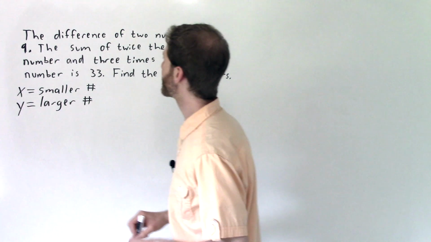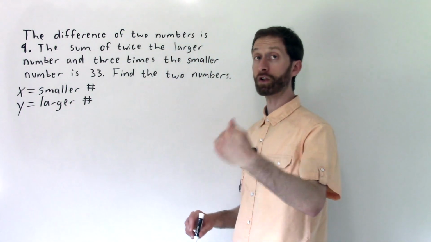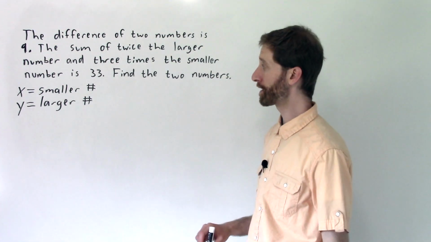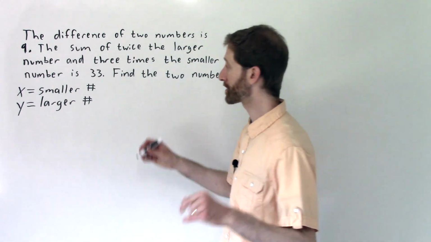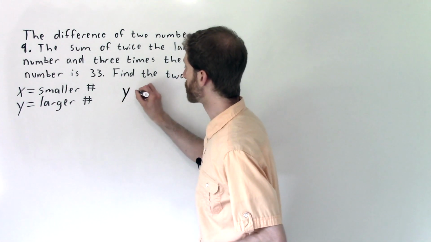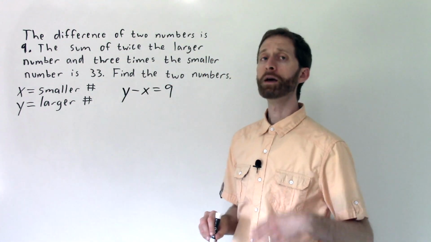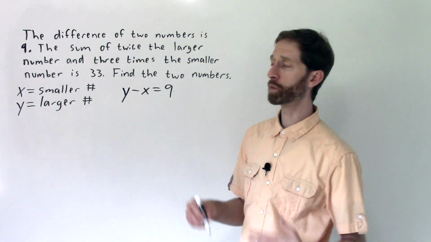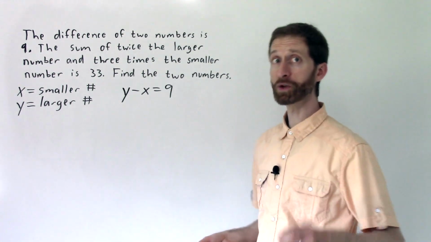Sweet. So it says the difference of two numbers is 9. If we have a smaller and a larger number and we're finding the difference of them, the larger minus the smaller is how we get a positive 9. So that's a little tough there. So the difference would be y minus x equals 9. It can't be x minus y because a smaller number minus a larger number would give us a negative number. Okay, so that's the first translation, translating as we read as usual.